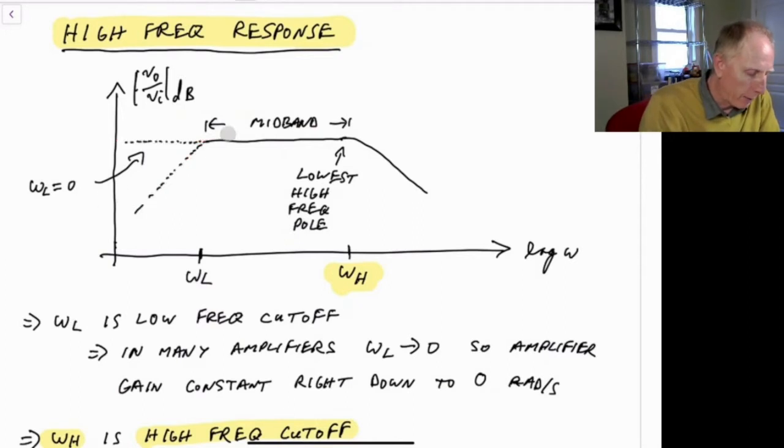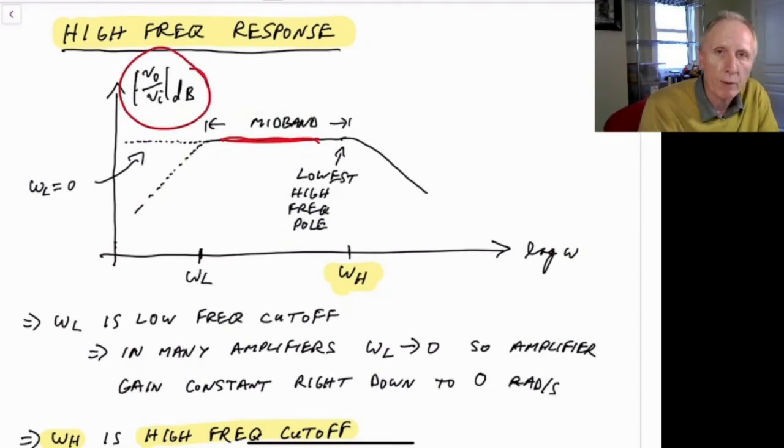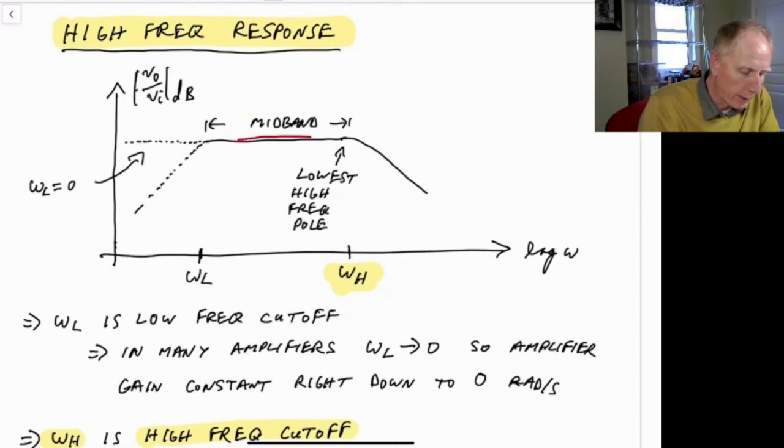As we get into the midband region, which is where we're more interested, the midband region would look something like this for an amplifier. This is the gain, by the way, for an amplifier, V out over V in, and we're plotting this versus frequency. As we go higher in frequency, eventually we'll reach a high frequency cutoff point, which we'll define as omega sub h.